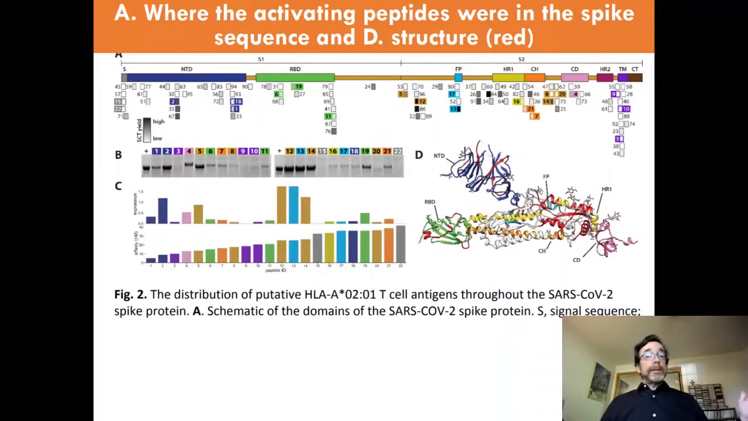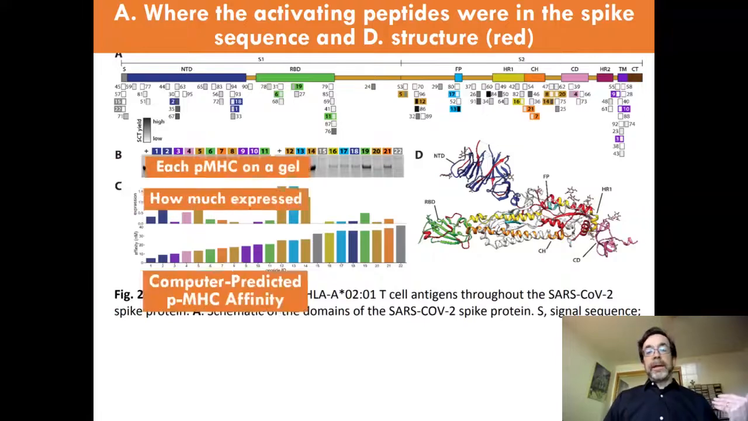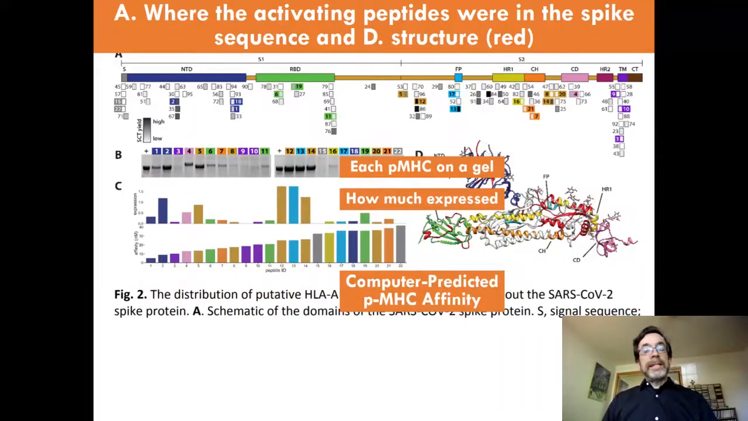So they had the whole stretch of the spike protein, and these 96 boxes are the 96 different peptides they tested. You can see that you have a bunch of different peptides. The ones that are lit up are the ones that worked the best. And they come from all throughout the spike protein. If you look above my head, the red parts are where the activating peptides came from. And so they tried those, and each pMHC is shown on a gel. You can see the yields right there are pretty high.